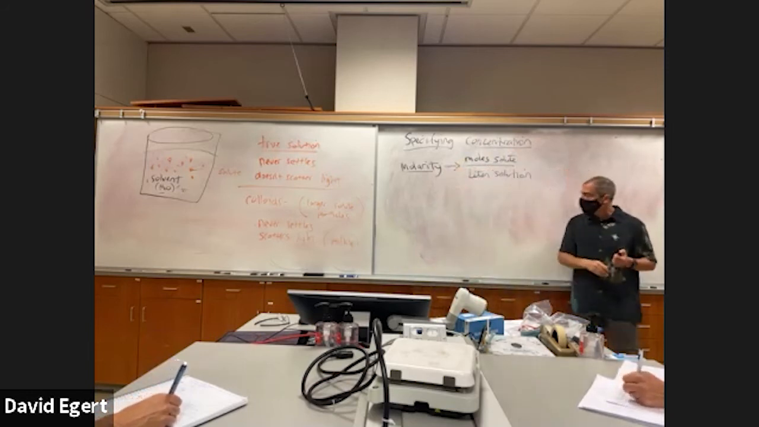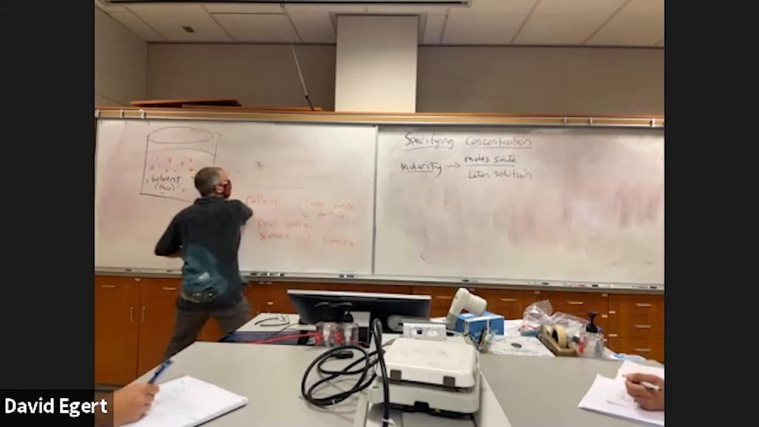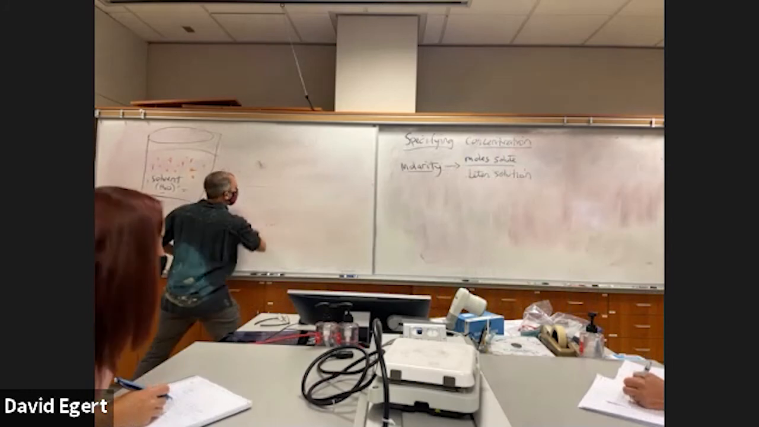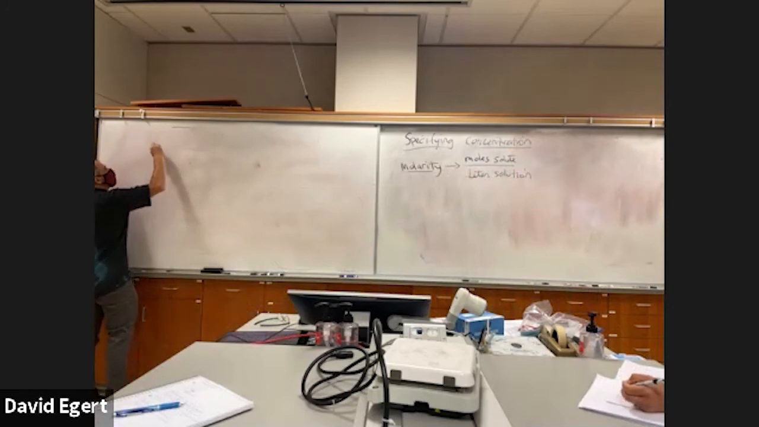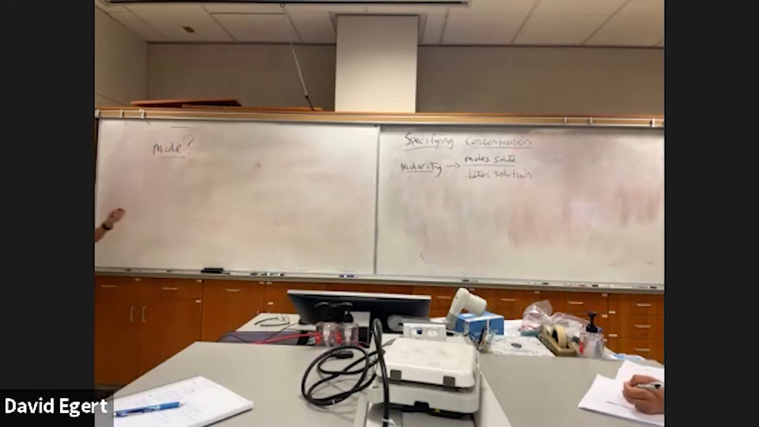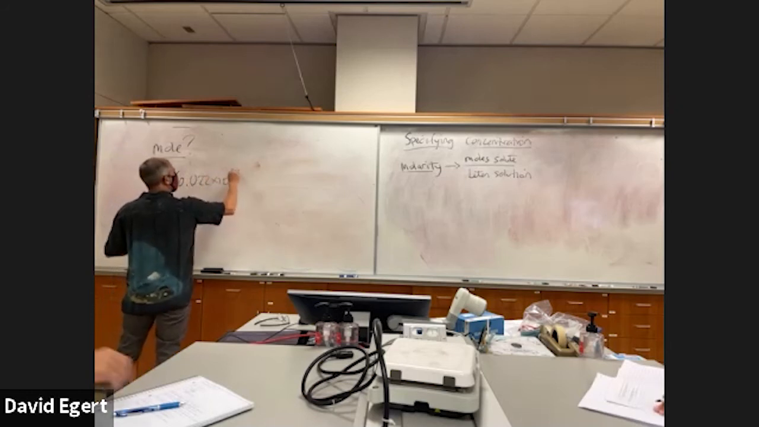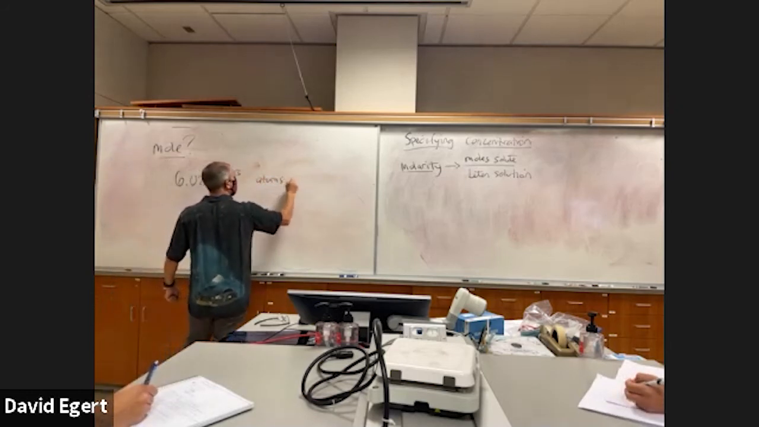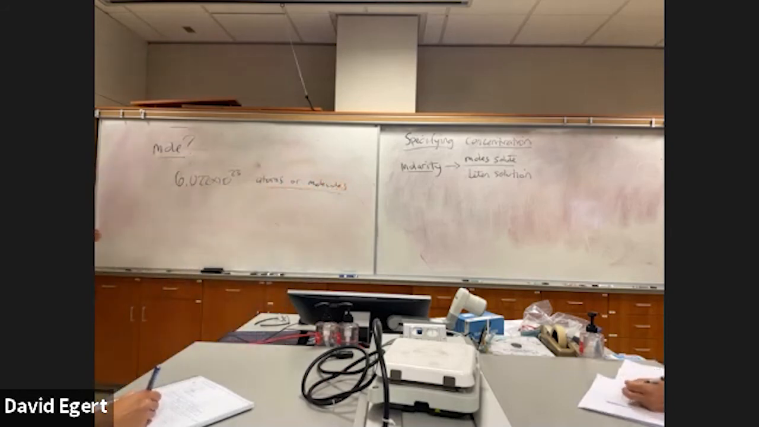So we have to make sure we remember what moles are. What does it mean to have a mole of something? It's 6 times 10 to the 23rd, like 6.022 times 10 to the 23rd atoms or molecules of something. It's an amount of stuff.